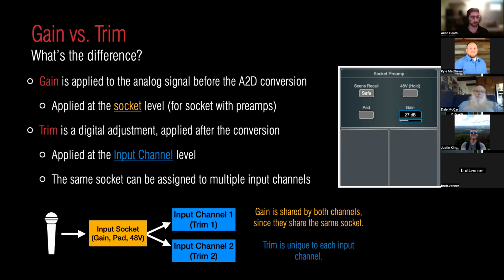So just take a look at this diagram at the bottom here. We have a microphone on the left, and that's connected to an input socket. So that's a mic preamp. It could be on a D-Live MixRack. It could be on the back of a D-Live Surface. It could be on an SQ stage box or an Avantis or whatever it is.